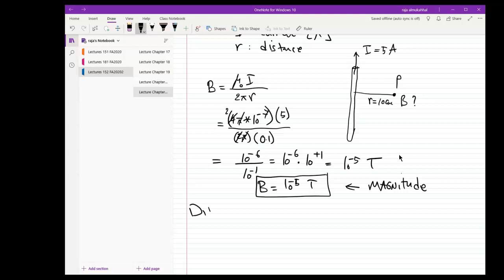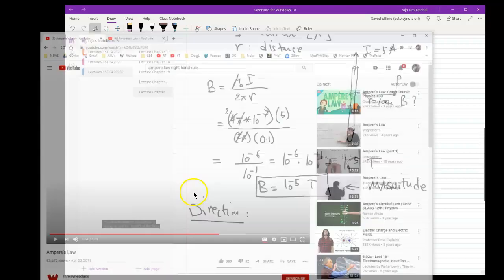What about the direction? The direction requires you to use the right-hand rule, but it's in a different way. So I have prepared a video for you. Again, you can go back to YouTube and just type in Ampere's law right-hand rule, and you'll come up with tons of videos. Watch them all until you get it through your head. I mean, one of them is going to have you understand what that is. So anyway, I prepared one of them.